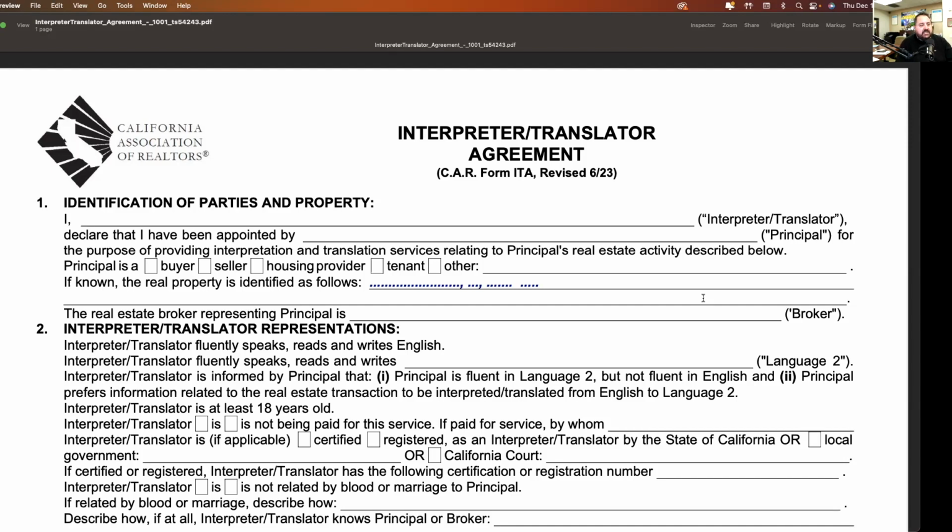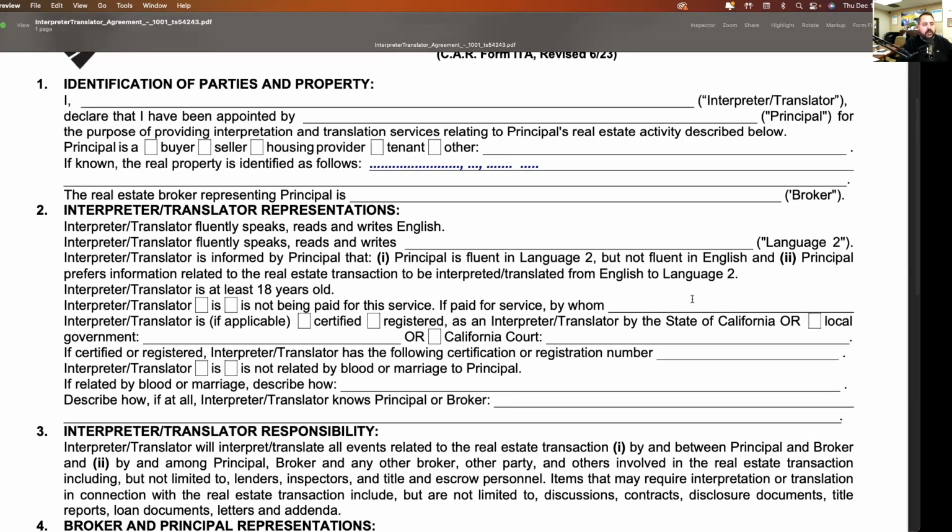Interpreter translator is, if applicable, certified or registered as an interpreter translator by the state of California, or local government, or California court. They don't have to be. That's fine. If certified or registered, interpreter translator has the following certification or registration number. Don't need that. Interpreter translator is or is not related by blood or marriage to principal, right? We said it could be a family member, friend, anybody that they want. If related by blood or marriage, how?